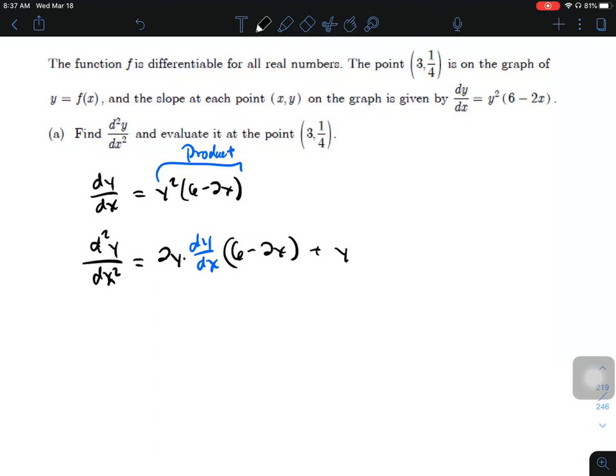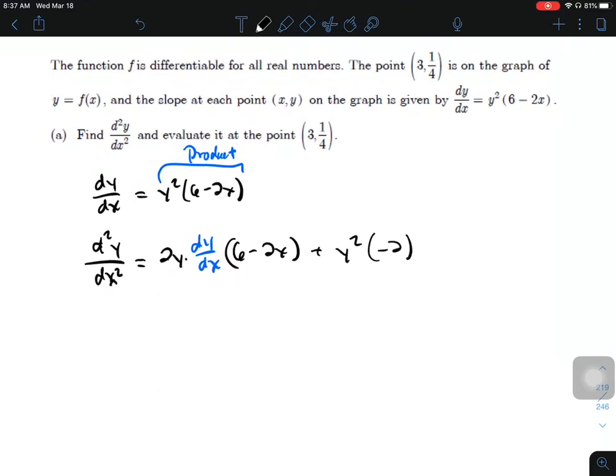Plus, first function stays the same. Then we take the derivative of the second function. So once again, product rule. Derivative of the first times the second plus the first times the derivative of the second. Now you'll notice that we have in this the derivative, and we know what the derivative is, so we can replace that.